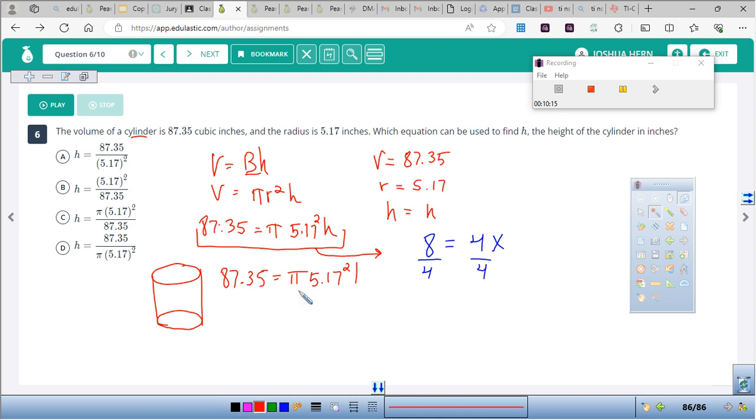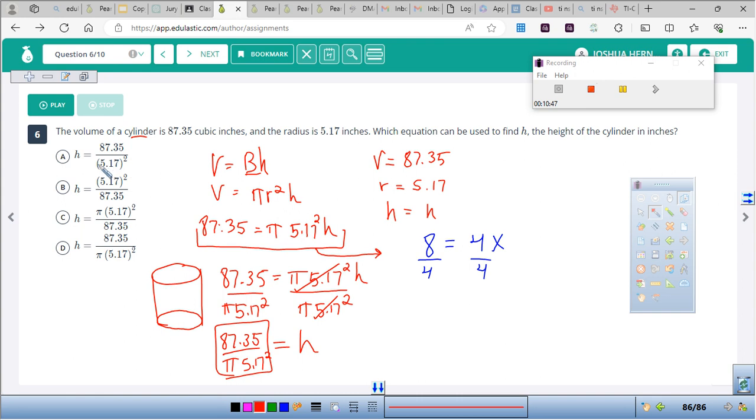I want to get the h alone, so I'm going to divide by this number, whatever number it is, pi times 5.17 squared. I have to divide both sides by pi and 5.17 squared. These cancel out, leaving me with h. My answer is 87.35 divided by this other number, pi times 5.17 squared. This is what your h is equal to. So 87.35 divided by 5.17 squared.